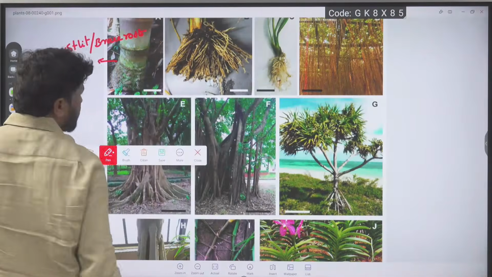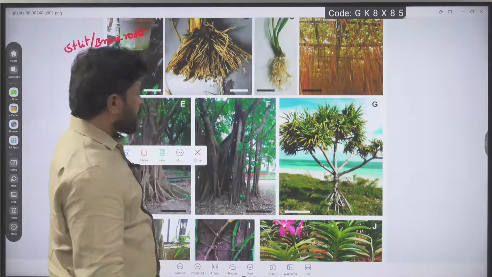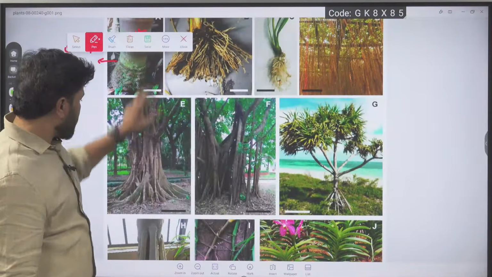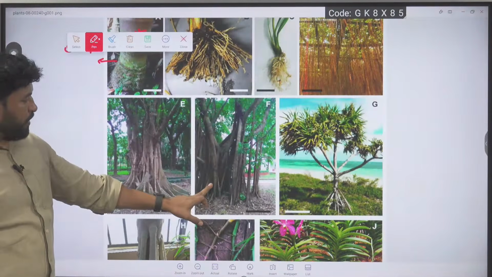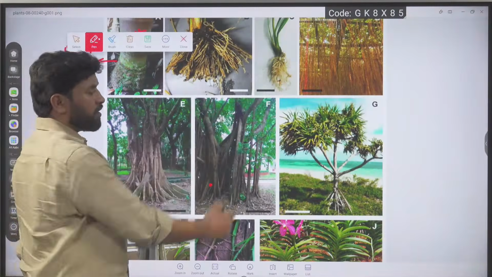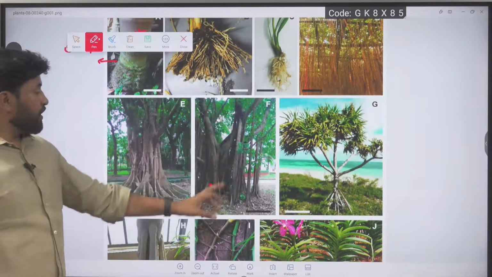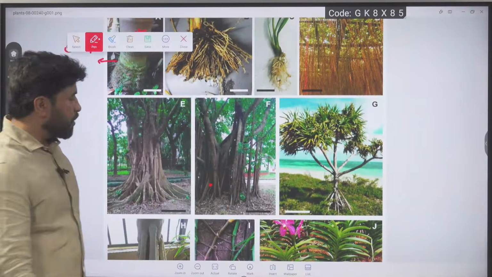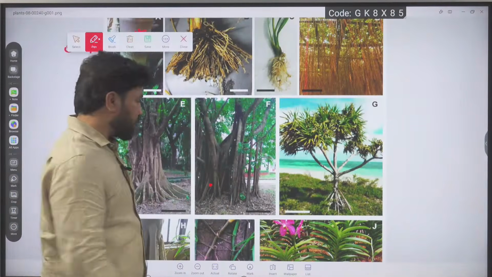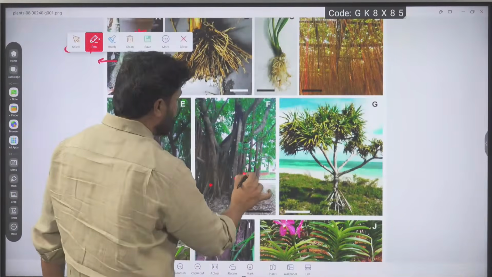Next one, when it comes to the banyan tree, here you can see this one, banyan tree. Those roots that are coming as adventitious roots from the branches and entering the soil for the sake of mechanical support are called pillar roots.